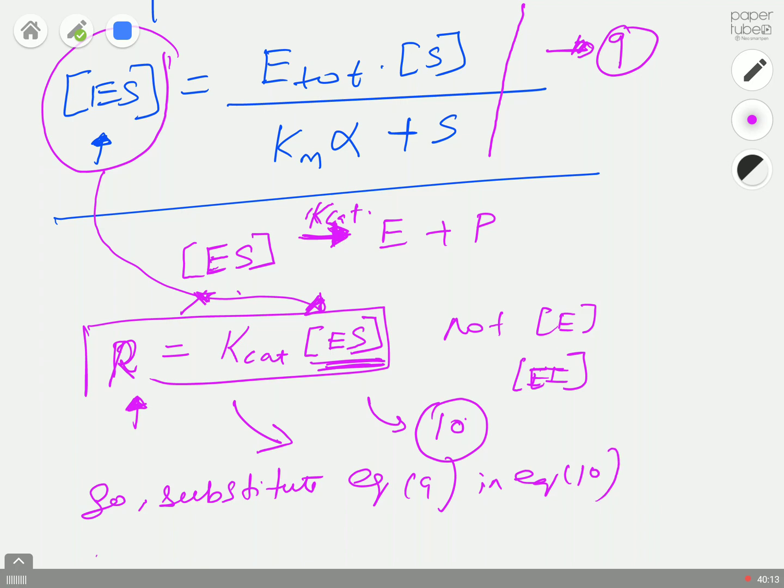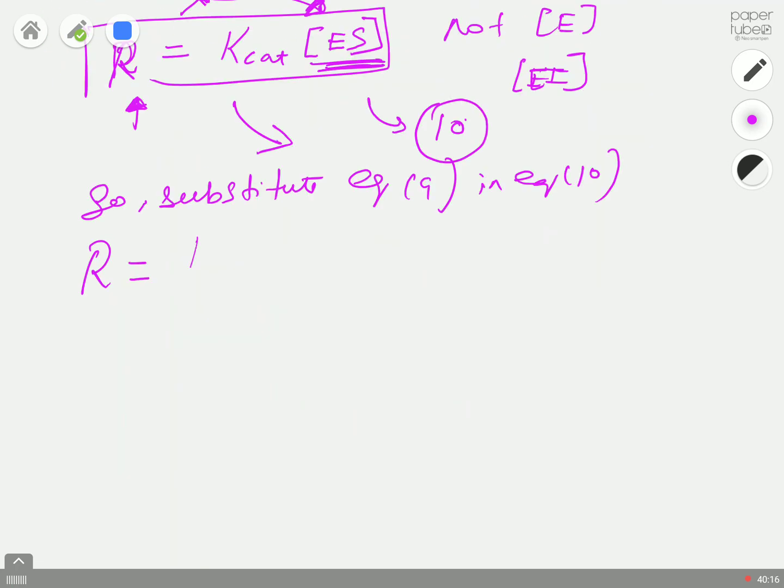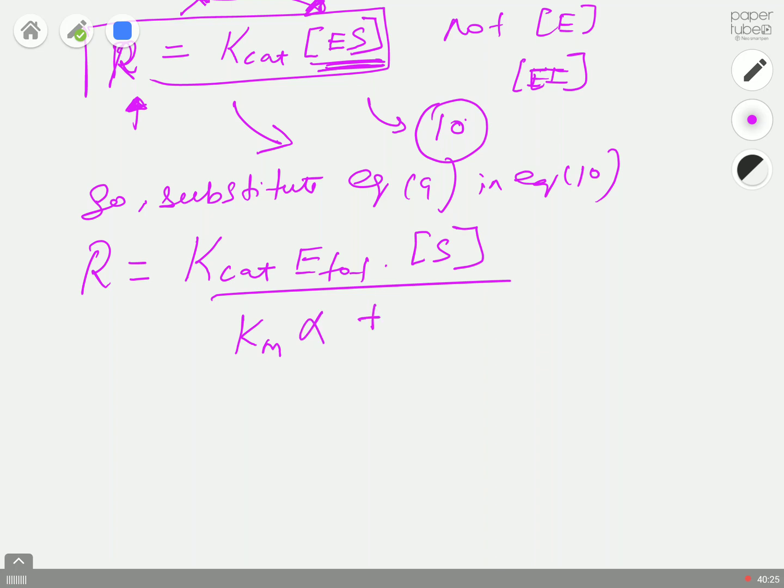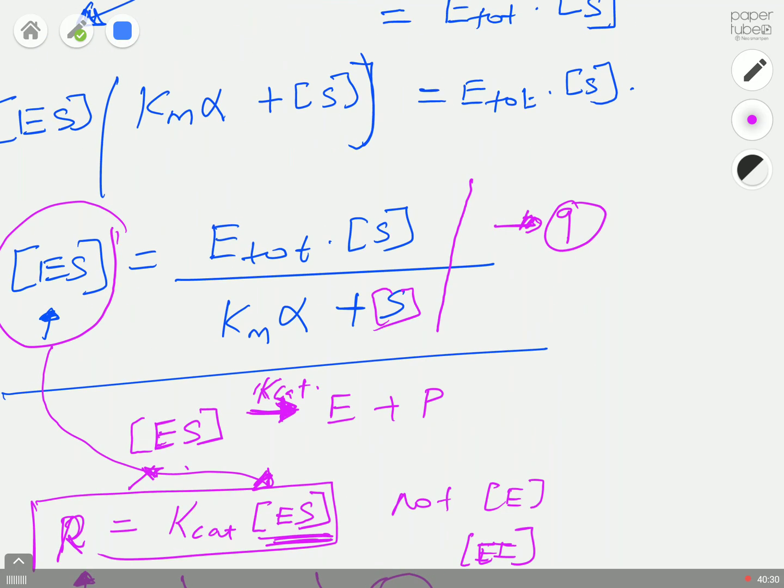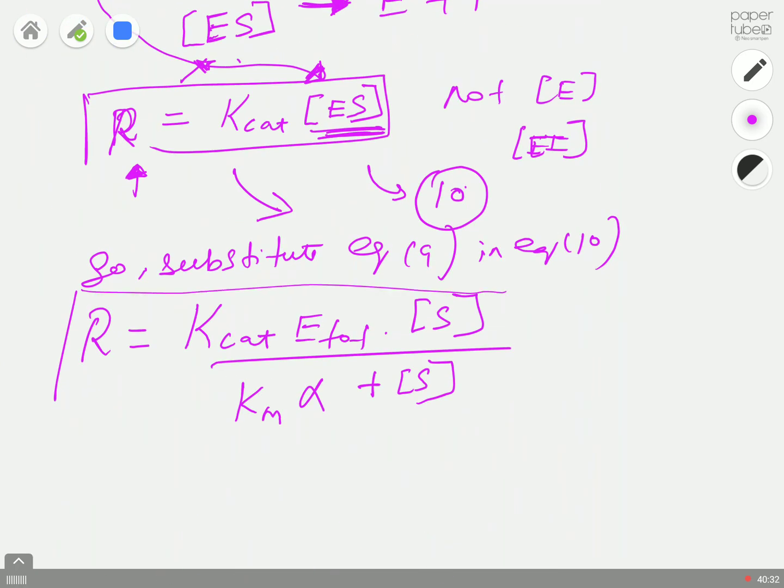So we get the rate of reaction that will be equal to K catalyst multiplied by E total multiplied by your substrate concentration divided by Km alpha plus again your substrate concentration. So that's the rate of the reaction when we are going to deal with a competitive inhibitor. So let me write this in the next page.